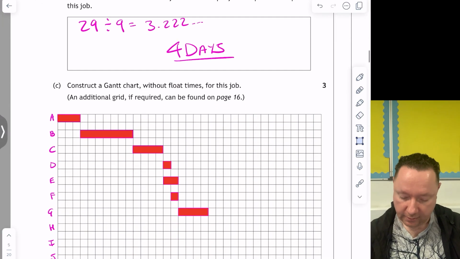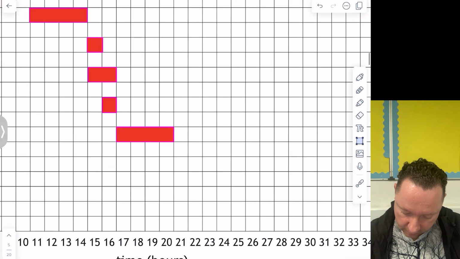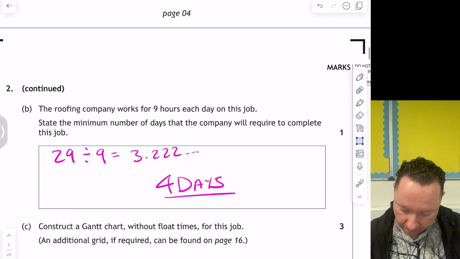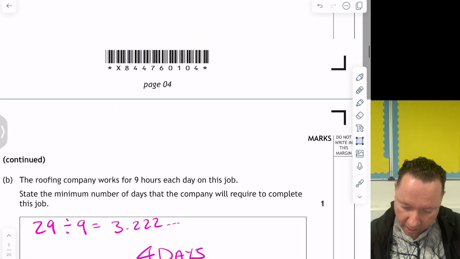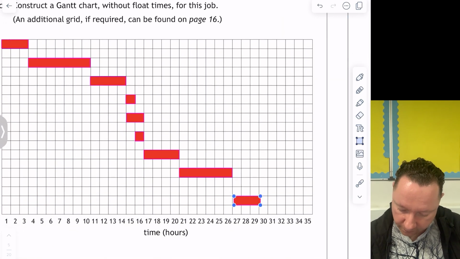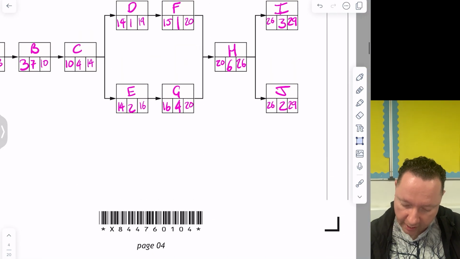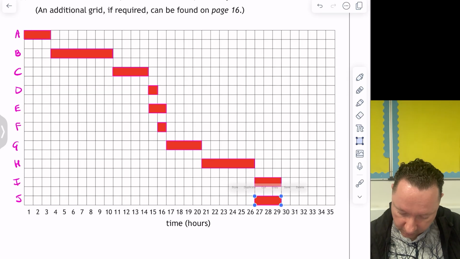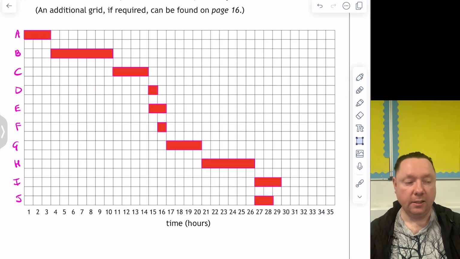H starts at 20 and takes 6. So I should be on 20 already, yeah. 20. And that should be 6. 1, 2, 3, 4, 5, 6. And then we've got I, 26 for 3. So there's I. And we've got J, which is 26 for 2. So the last one starts at 26 as well, but only takes 2. So there is the completed Gantt chart.